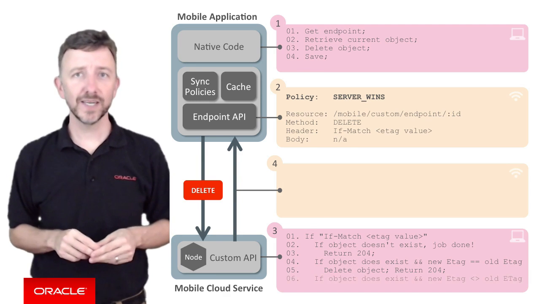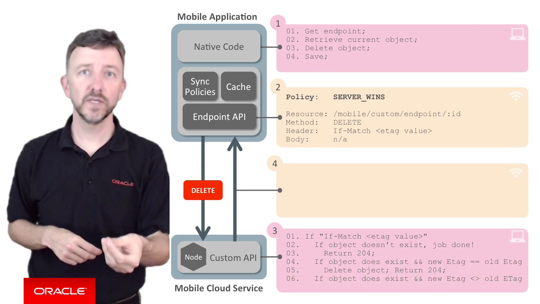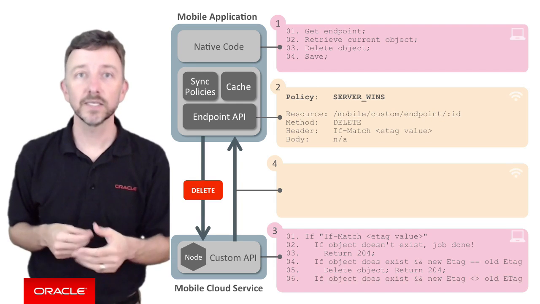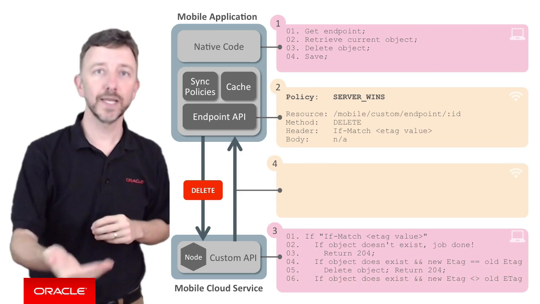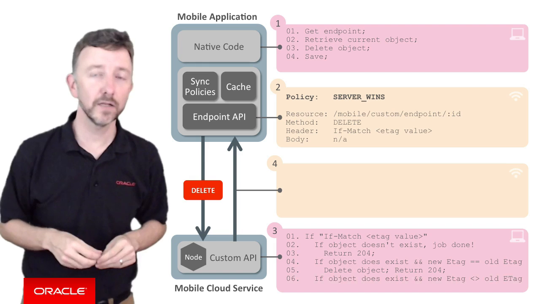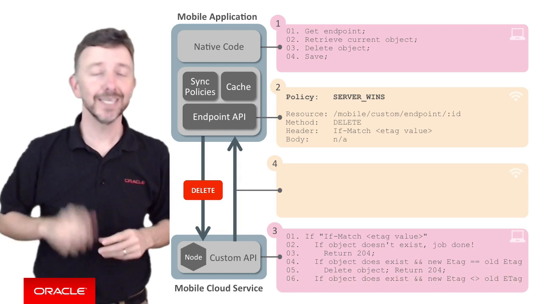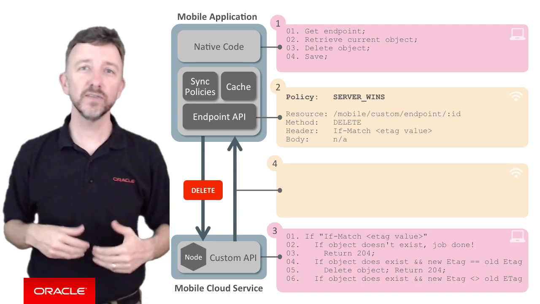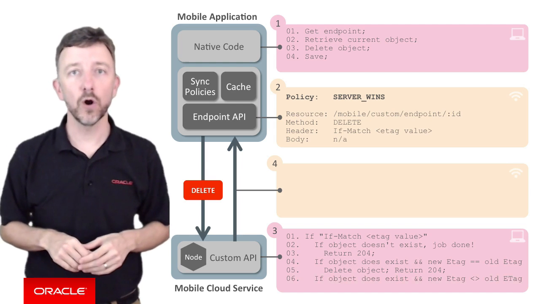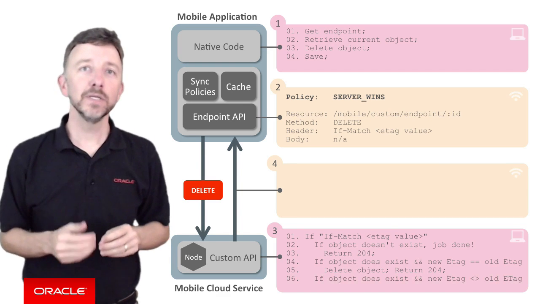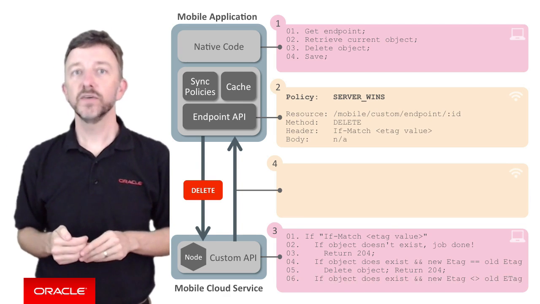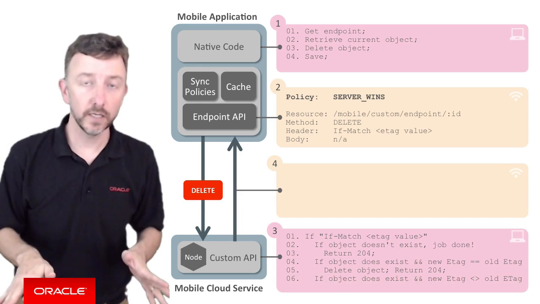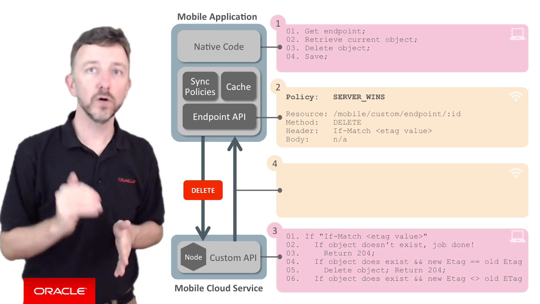Finally, if the object is found to exist server-side, but this time the server discovers the e-tag doesn't match, this implies another user has subsequently updated the server-side object since the client took a copy. And as this is a server win scenario, the server-side copy of the object should remain and not be deleted. Similar to the failed put operation, what the server needs to do in this scenario is reject the delete, maintaining the copy of the object on the server.